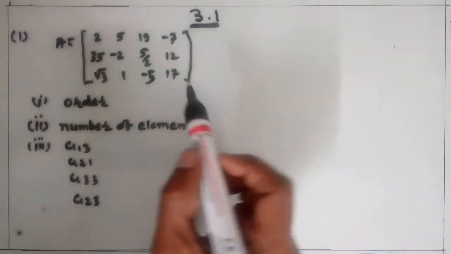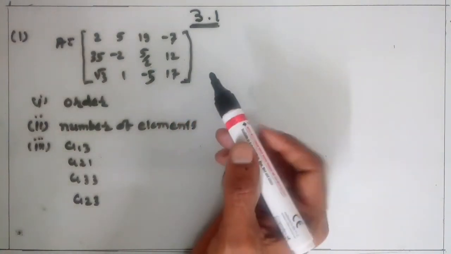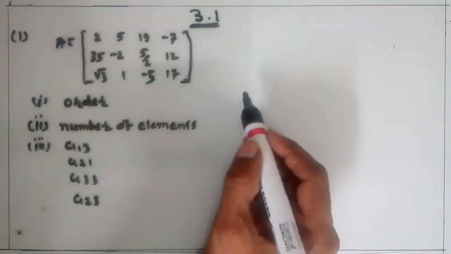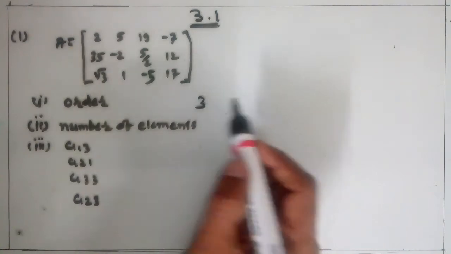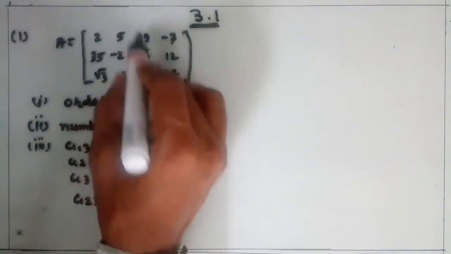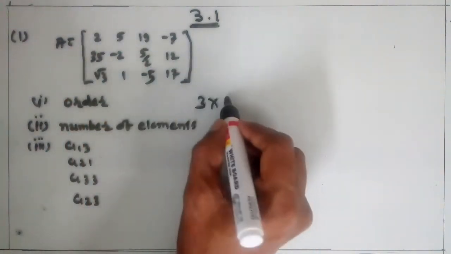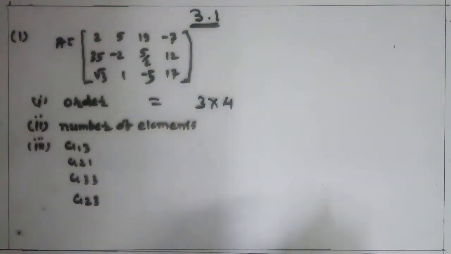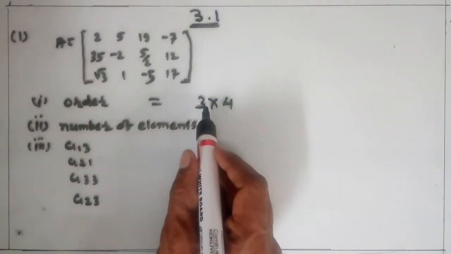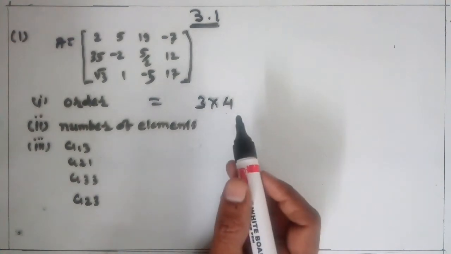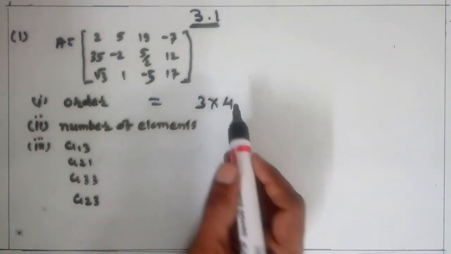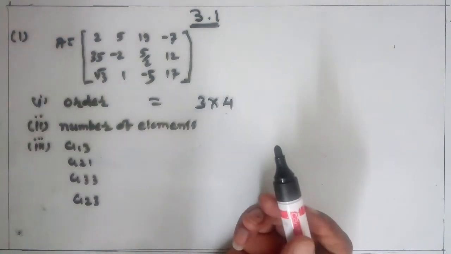Remember this matrix has 3 rows and 4 columns. So the order of this matrix becomes 3 cross 4. In the order we write first the number of rows and the second the number of columns. Clear?